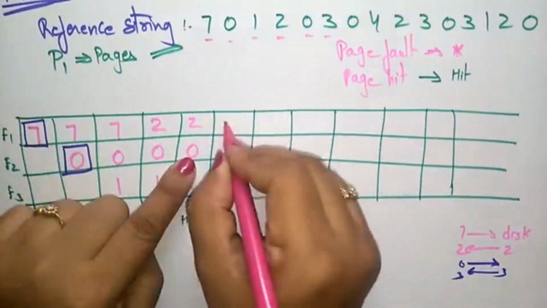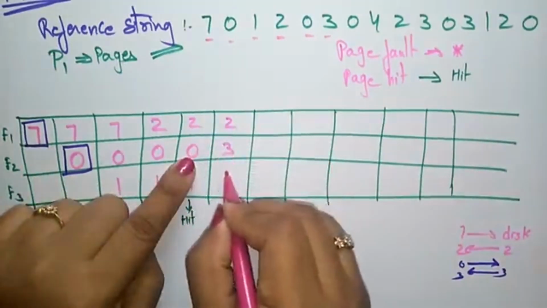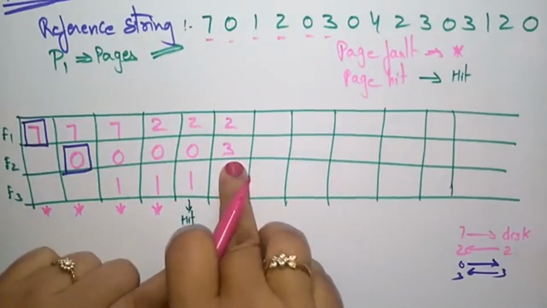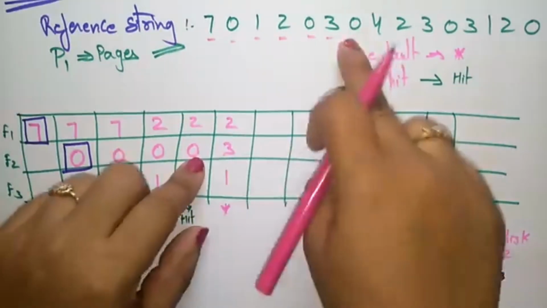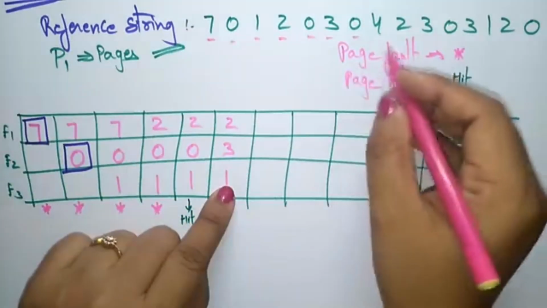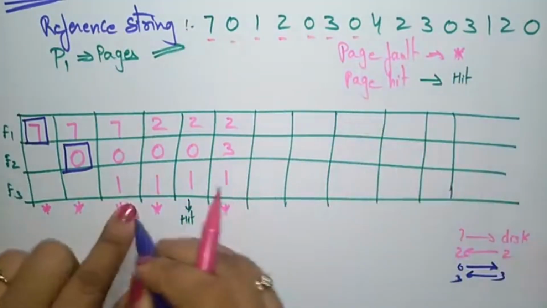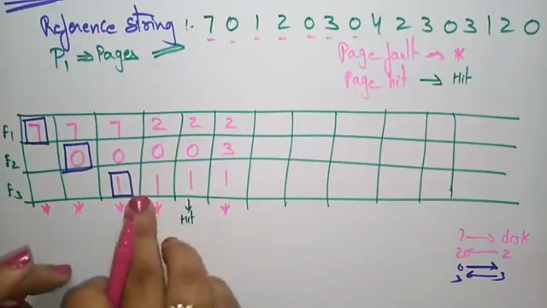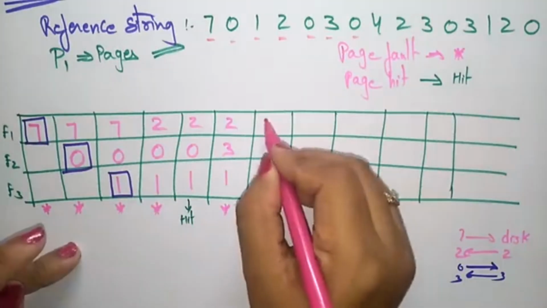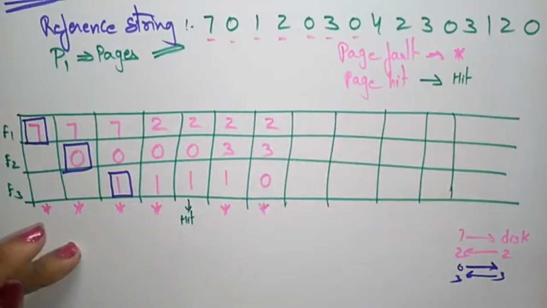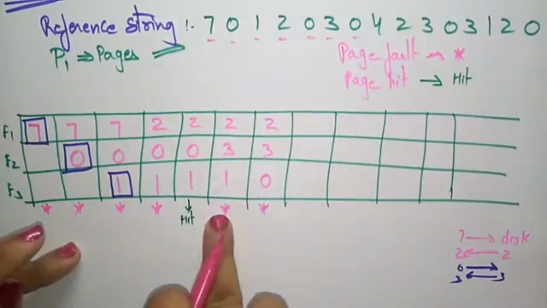Okay. So in place of 0 I have to place 3, 1. So this is also a page fault because 3 is not present in the main memory. So next I have to place 0. In which place do I have to place 0? I have to replace 1. The next first in first out is 1, 2, 3, 0. So this is also a page fault because 0 is not present in main memory.